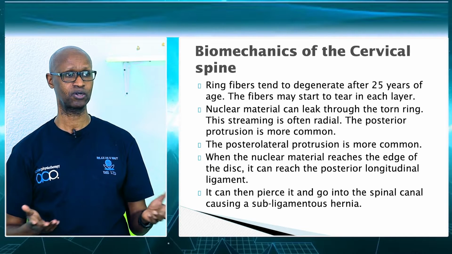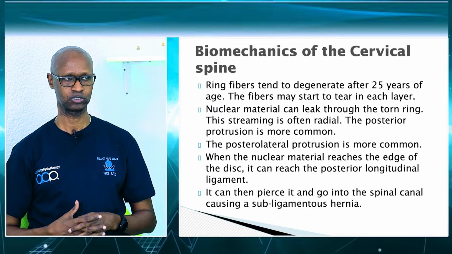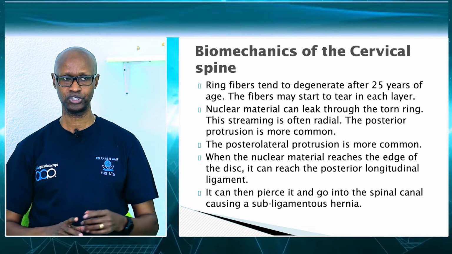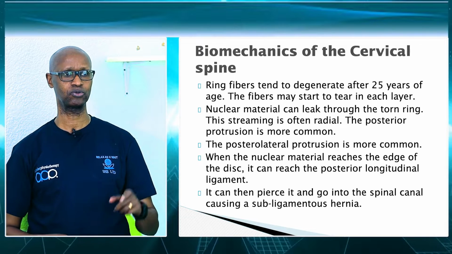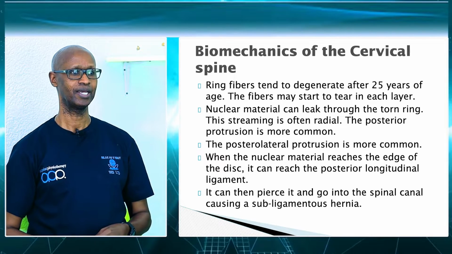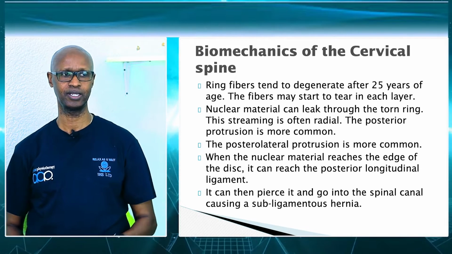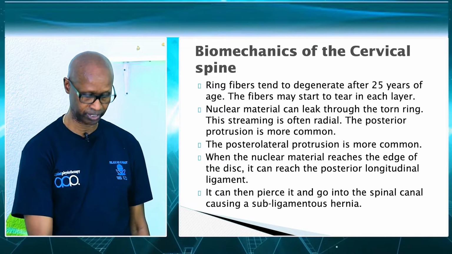And then later on, you can end up with a protrusion. And when the nuclear material reaches the edge, it can reach the posterior longitudinal ligament I showed you, and it can pierce into the spinal canal, and then reach the spinal cord, and you get a hernia.